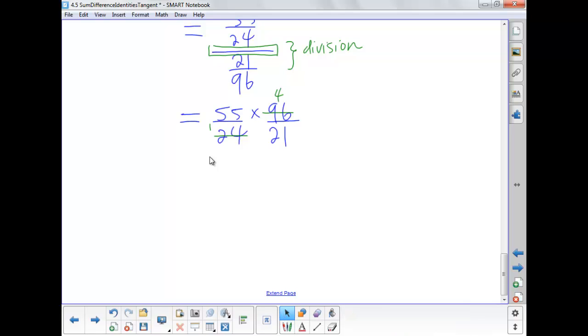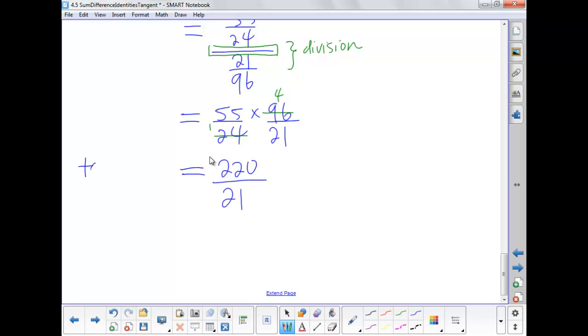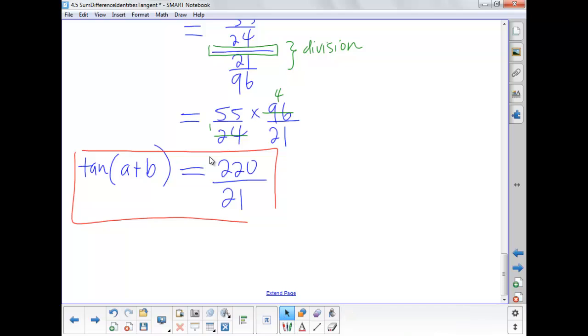Alright, so 55 and 21 don't happen to have anything in common. So what I would do now is say, well, 55 times 4, that is 220, and 1 times 21 is 21. So I've just worked out the tangent of A plus B. That's going to have to equal 220 over 21. So part A is now answered.